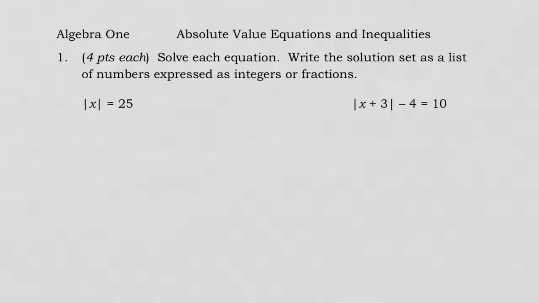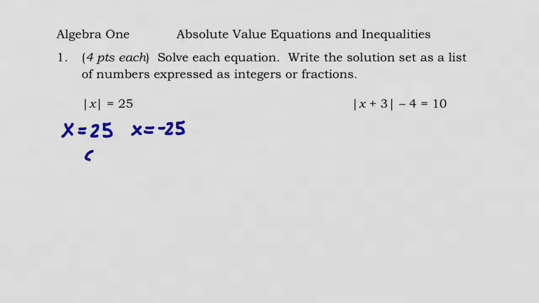In this video, we're going to take a look at some sample test questions related to solving absolute value equations and solving absolute value inequalities. The first example we have here is the absolute value of x equals 25. So we have a nice simple expression in absolute value, and then on the other side we have a positive number. In that situation, we can just drop the absolute value sign, and one of our solutions is going to be x equals 25, and we'll get another solution at x equals negative 25.